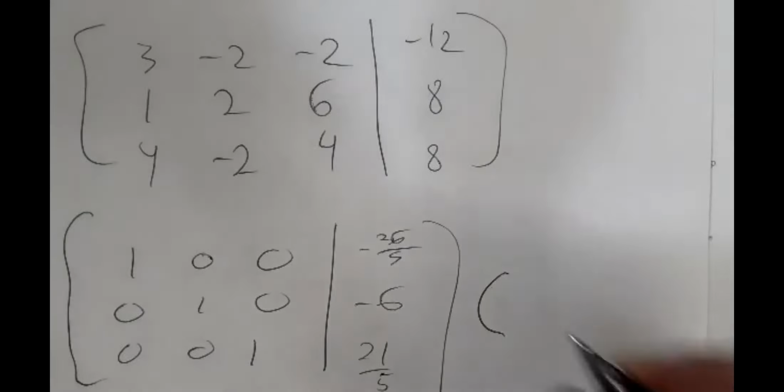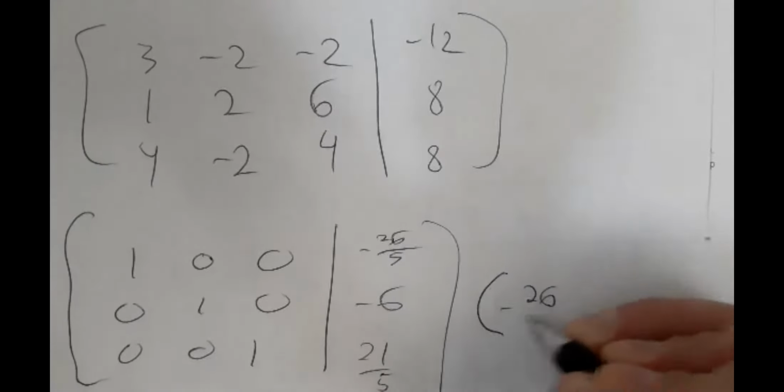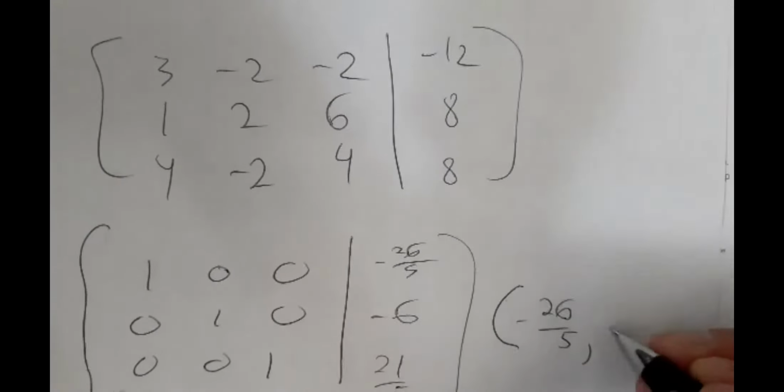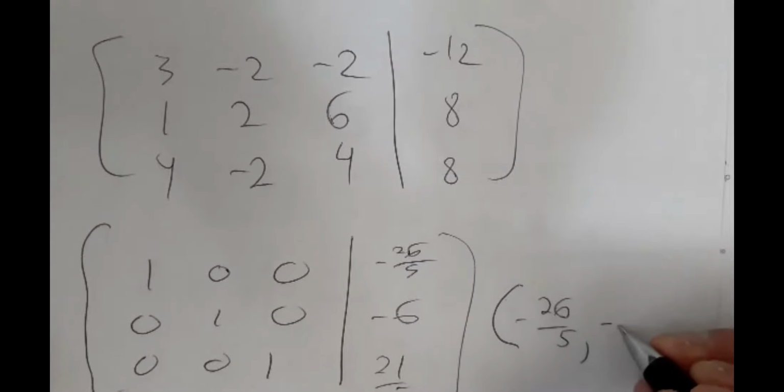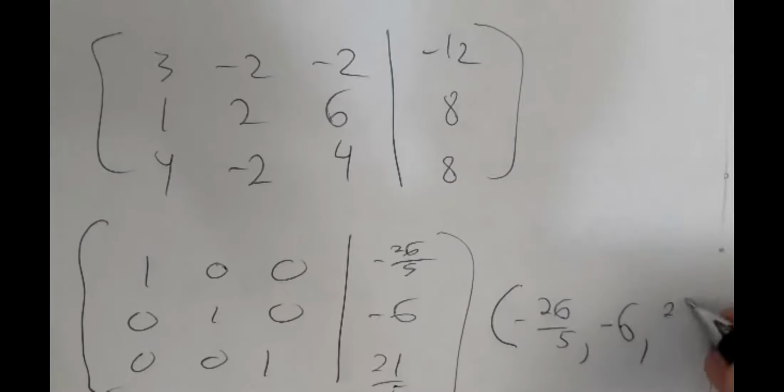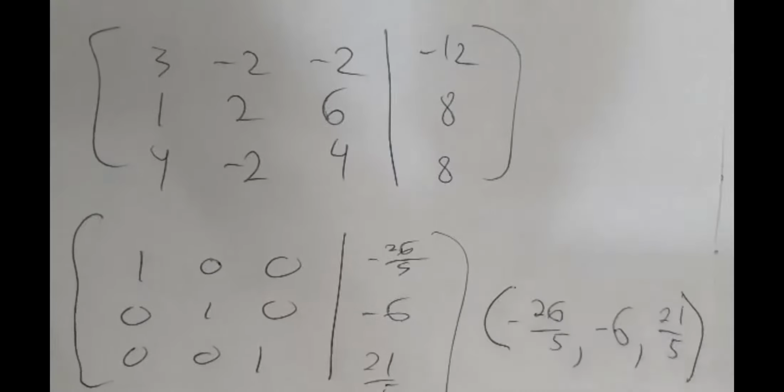Negative 26 over 5. Yeah, I write my x, which is minus 26 over 5. I write my y, which is negative 6. And then the last thing is 21 over 5. And there's your solution.